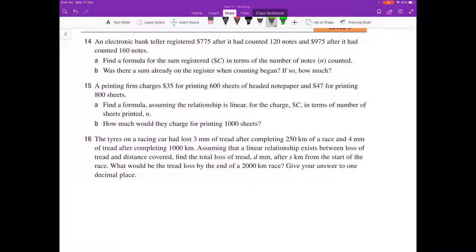Alrighty, let's look at some variation. We've got $775, $975, 120 notes, and 160 notes. First thing we're going to work out is our gradient. Now we need to work out how much have we gone up compared to how much we've gone over. So we went up to 975 from 775, and we went over to 160 from 120.